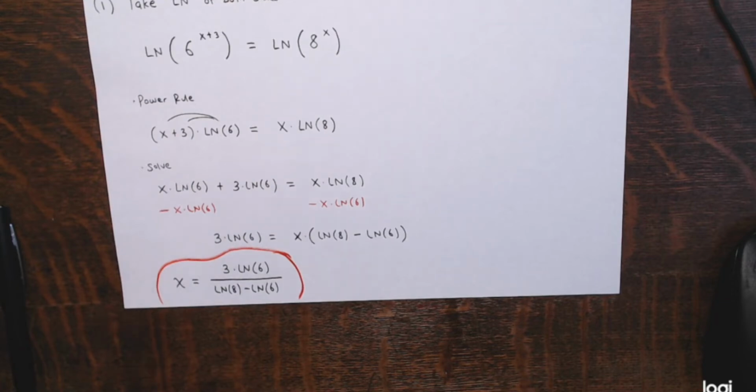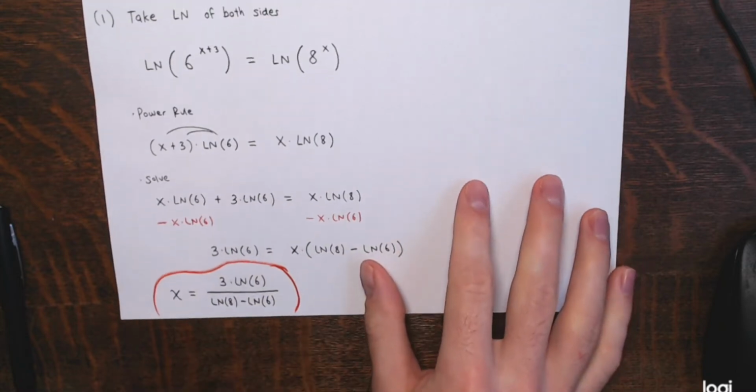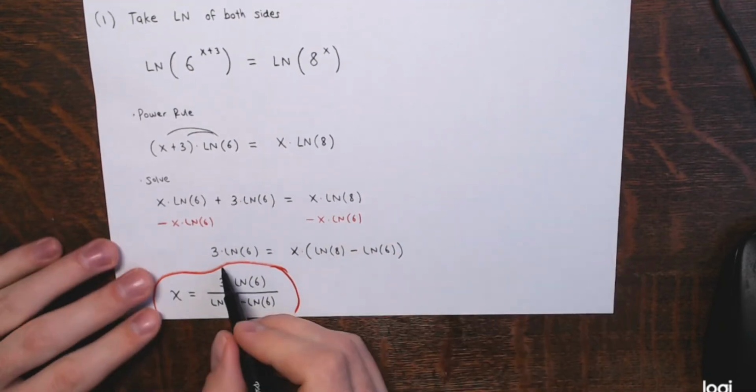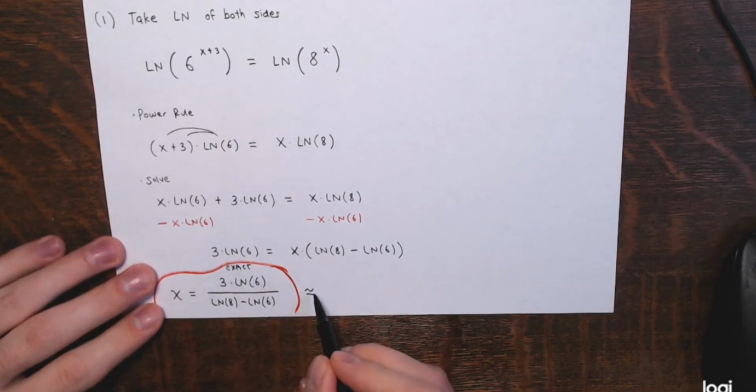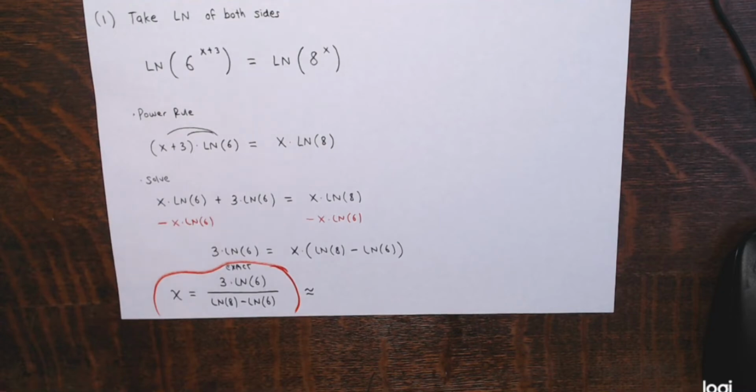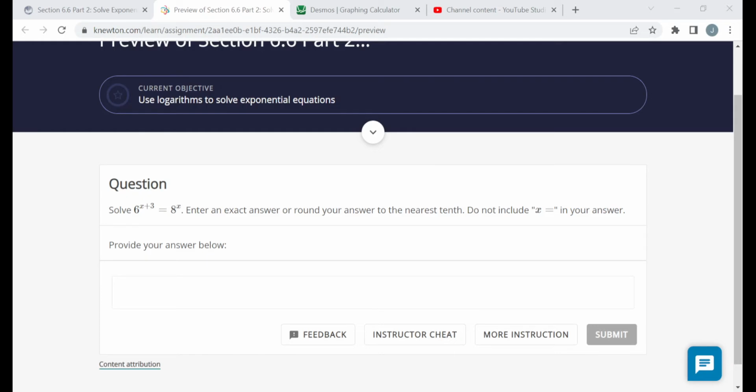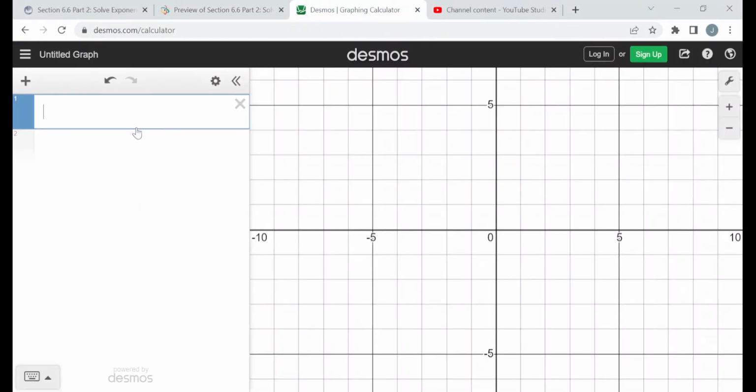Now you could, of course, check. And I'll check this with a calculator, of course. But this would be called the exact solution. They did ask, put in either an exact solution or a solution rounded to the nearest tenth. So I'm going to put this into a calculator. So I'm going to that Desmos website, desmos.com.